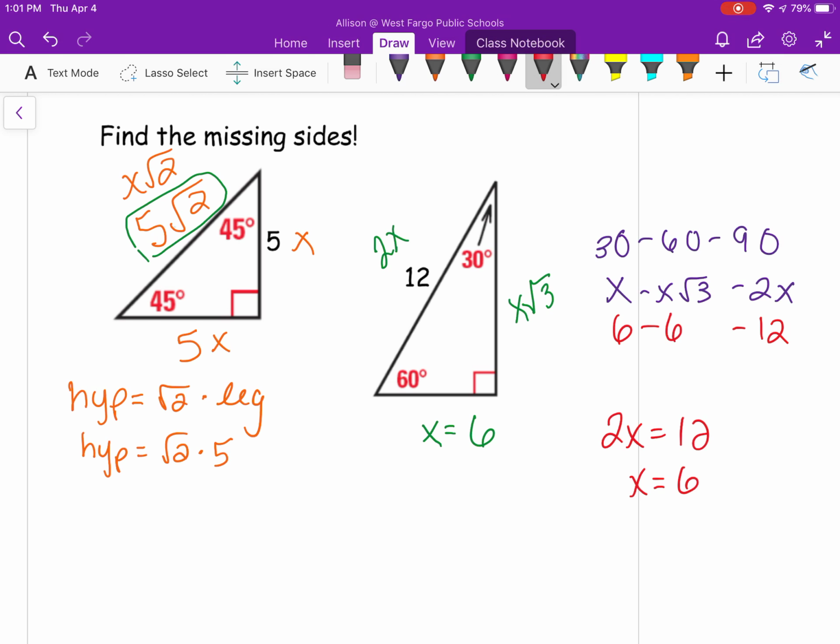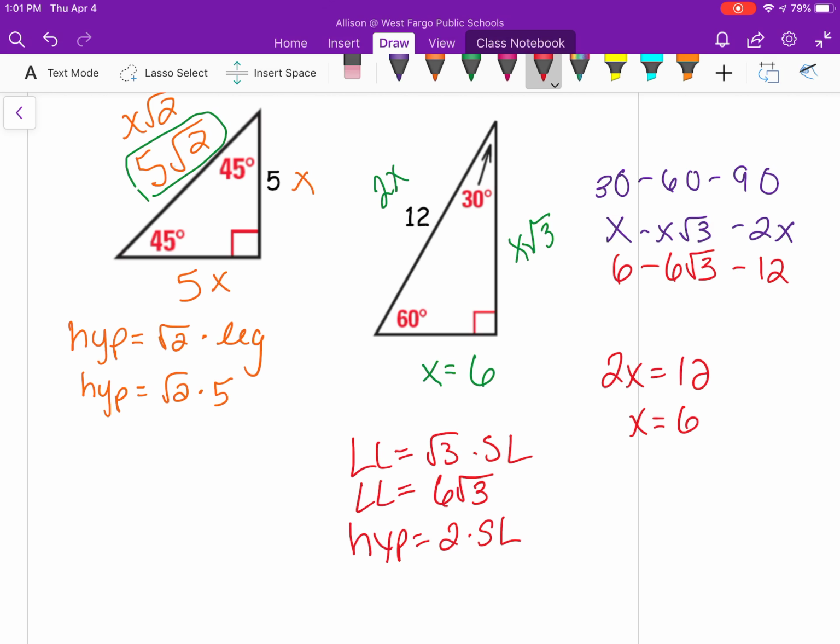60-degree angle, will be 6 square roots of 3, because the long leg will be the square root of 3 times the short leg. So long leg is 6 square roots of 3. And the hypotenuse is 2 times the short leg. And I knew the hypotenuse was 12, so 2 times the short leg has to be 6.